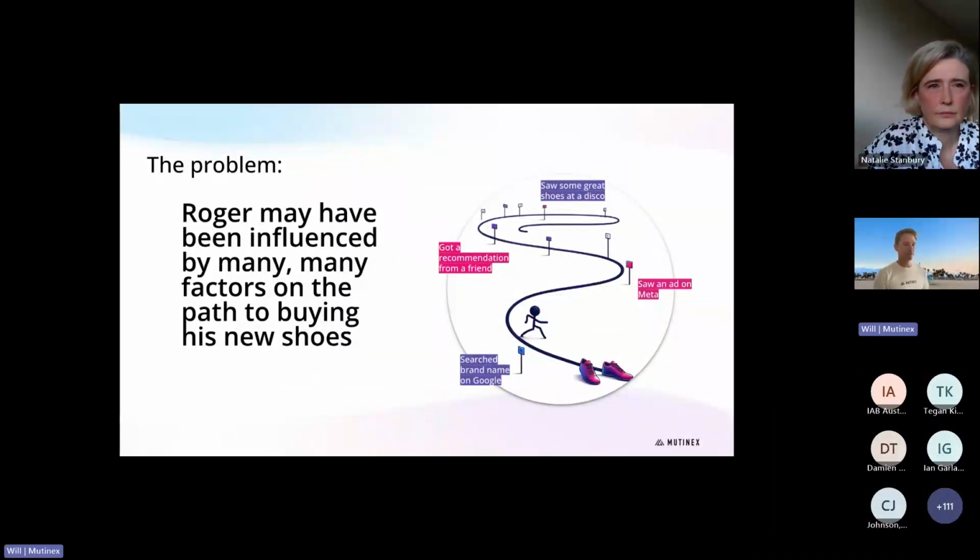But the problem that we have in measurement, and measurement is hard, is that there are so many things that can lead to that outcome. Roger has potentially been on a bit of a journey. Maybe he saw some great shoes at a disco he went to. Maybe he got a recommendation from one of his dancing friends. Maybe he did see an ad on Meta that did have an impact on his likelihood of purchase. Maybe he then went on and searched a brand name on Google or did some other searching that led to that final purchase of those shoes. There are so many things that might have happened, and it's so hard to understand how each of those might have influenced and how much impact we should be attributing to each of those situations.